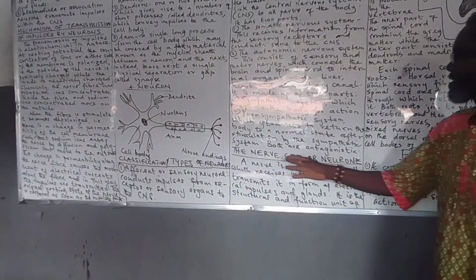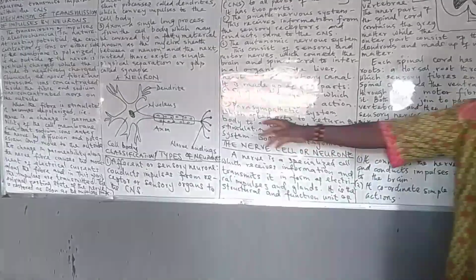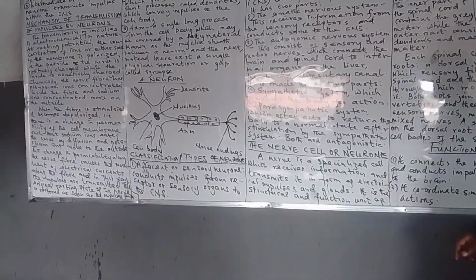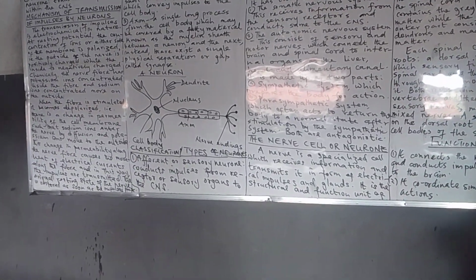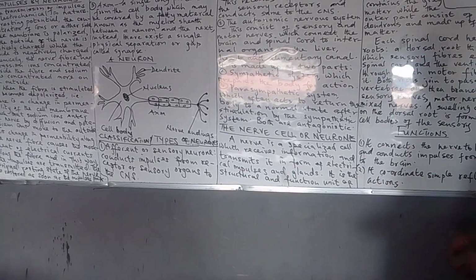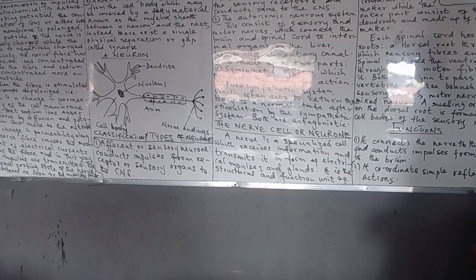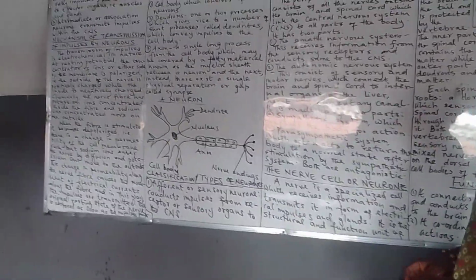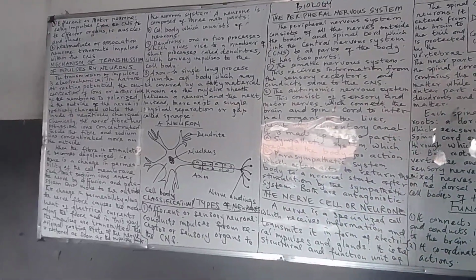So the neuron, or what is called the nerve cell. This is the neuron, the nerve cell. A nerve cell is a specialized cell which receives information and transmits it in the form of electrical impulses to muscles and glands. It is the structural and functional unit of the nervous system. The unit that is performing the function is the nerve cell.